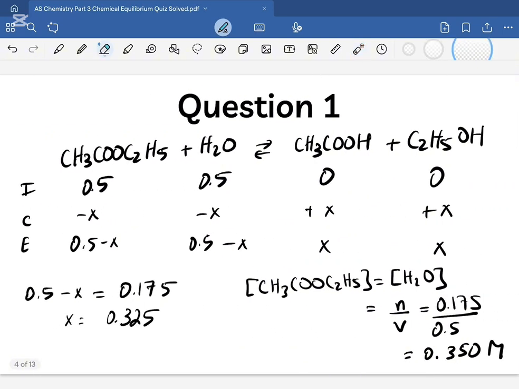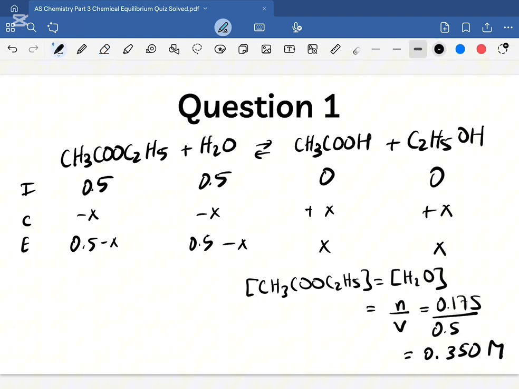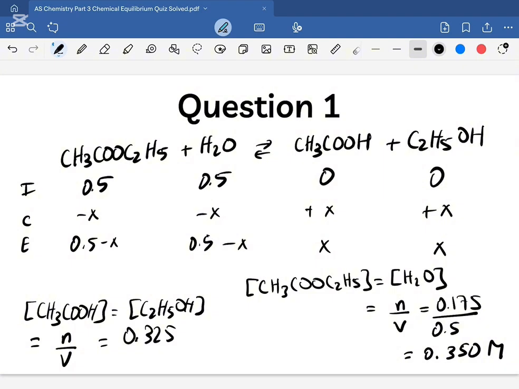Now for the acetic acid and for the ethanol, they also have the same number of moles. So CH3COOH is equal to C2H5OH, and they're both equal to the number of moles over the volume. Their number of moles is 0.325 over 0.5, and the answer is going to be 0.650 M. This is the concentration of the acetic acid and the alcohol, and we have to add a 0 because they need the answer to 3 significant figures.